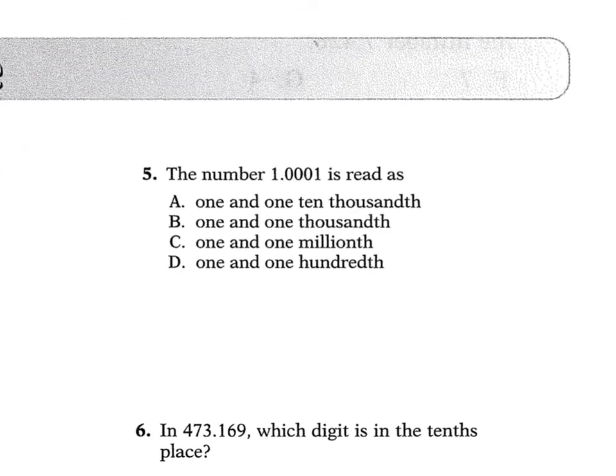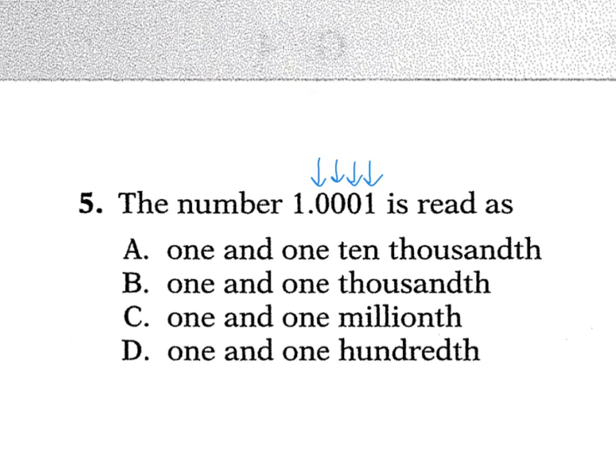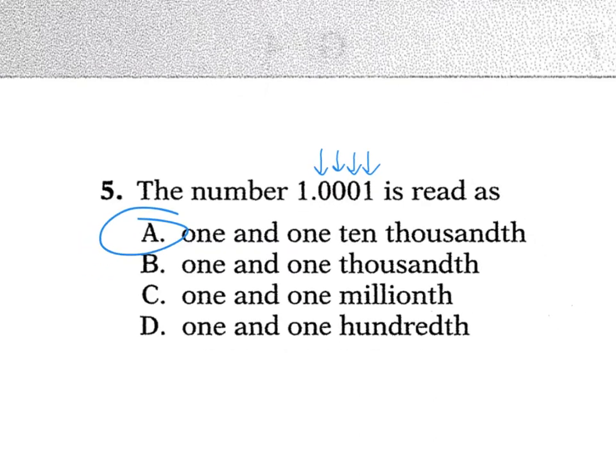Number 5. We would read this as 1 and this would be our tenths place, our hundredth, thousandth, 10,000th. So we would pick A, 1 and 1/10,000th.